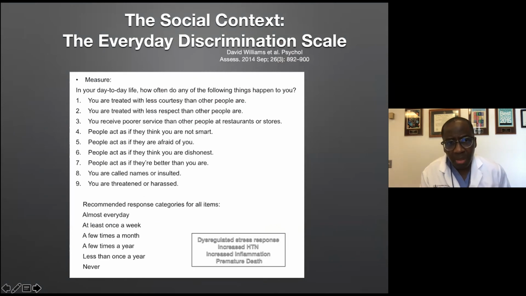At the individual level, the Everyday Discrimination Scale is a wonderful way to really examine the effect of interpersonal racism. And this was a measure, it's 9 items.